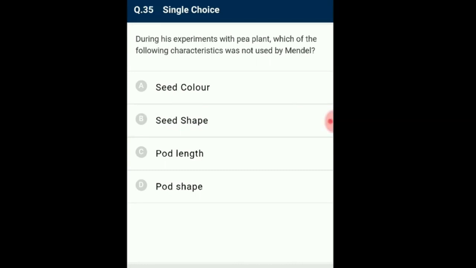Question number 35. During his experiments with pea plant, which of the following characteristics was not used by Mendel? Johann Mendel, considered the father of genetics, gave the observation and theories of inheritance of characteristics. He made his conclusions based on experiments conducted on Pisum sativum pea plant. In the plant, he had considered 7 contrasting characters: seed shape, seed color, pod color, stem height, flower position. He did not consider pod length for his studies. So the answer is option C, pod length.